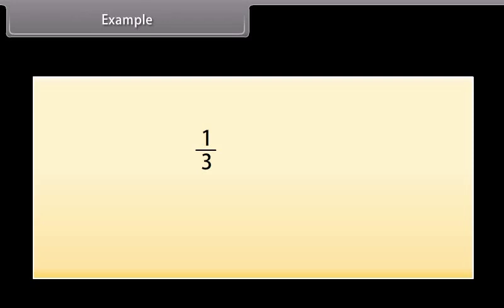1 by 3 is a rational number. The decimal expansion of 1 by 3 is 0.3, 3, 3, 3, and so on. And we can see that 3 is repeating here. We write it as 0.3 bar.